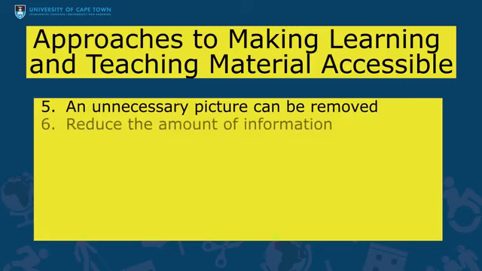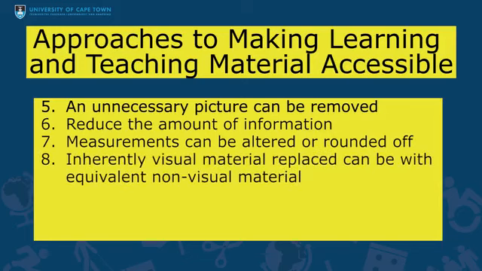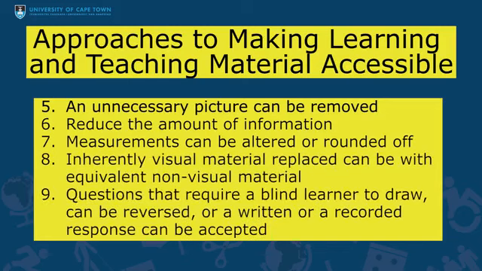We can reduce the amount of information. Measurements can be altered or rounded off. Inherently visual material can be replaced with equivalent non-visual material. A question where a blind learner is required to draw can be reversed or a written or recorded response accepted. Let's look at the 5th approach.